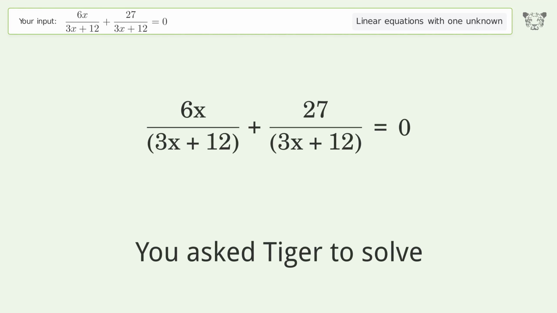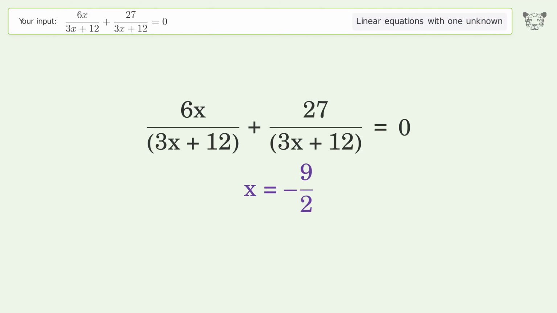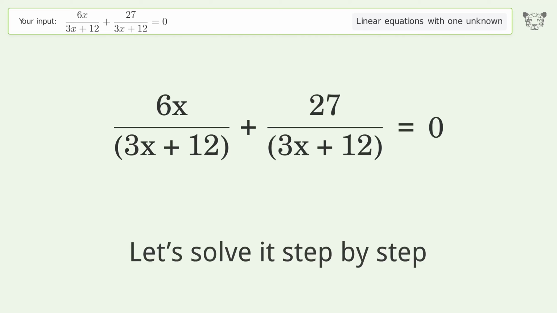You ask Tiger to solve this. This deals with linear equations with one unknown. The final result is x equals -9/2. Let's solve it step by step.